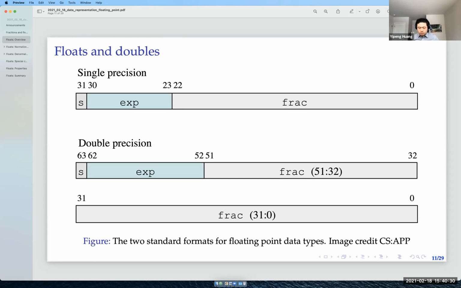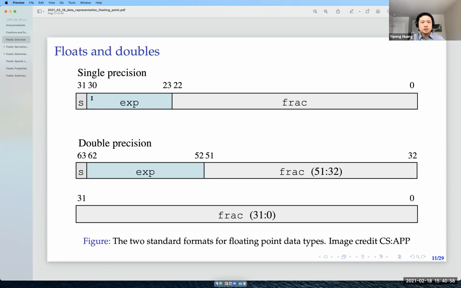So there are 2 major encoding standards for floating point numbers. You probably know these 2 different encodings as floats and doubles. This is a data type that you have access to in both Java and also C. And what they describe is 2 different levels of precision for floating point.